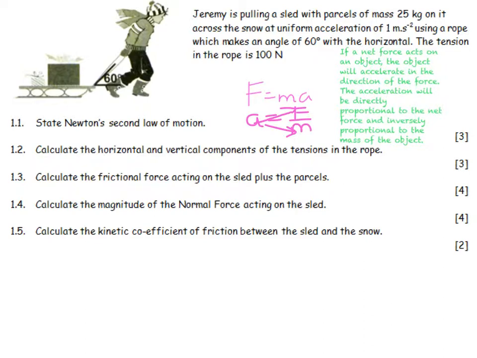Calculate the horizontal and vertical components of this tension. It's 100 newtons at 60 degrees. So this is my vertical, that's my horizontal. Horizontal is adjacent, the vertical is opposite. So horizontal is going to be 100 cos of 60 degrees, because cos of 60 degrees is equal to the adjacent over the hypotenuse. So that turns out to be equal to 50 newtons. And that's to the right.